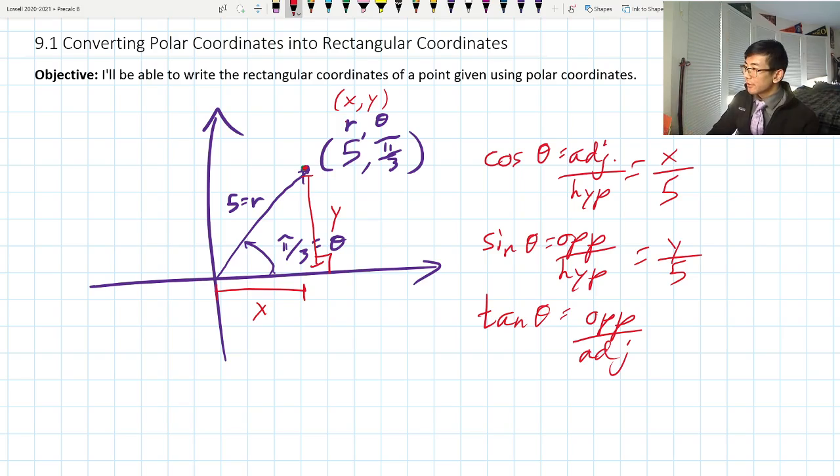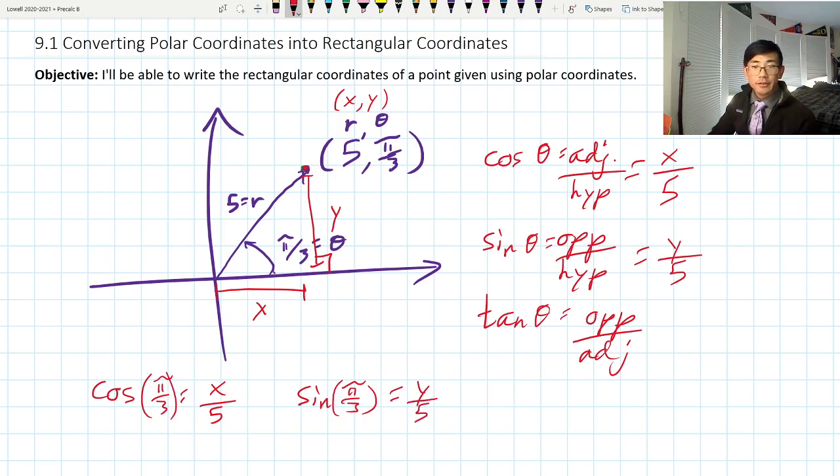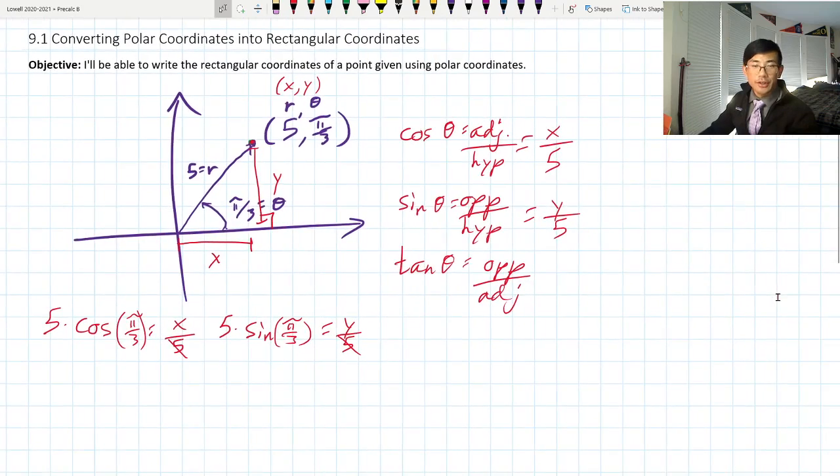So we have cosine of pi over 3 is equal to x over 5. And likewise, sine of pi over 3, I always like to put parentheses here, is equal to y over 5. And therefore, x is equal to 5 cosine pi over 3, and y is equal to 5 sine pi over 3. Boom, you're done. Let's actually evaluate this, because let's leave no stone unturned.